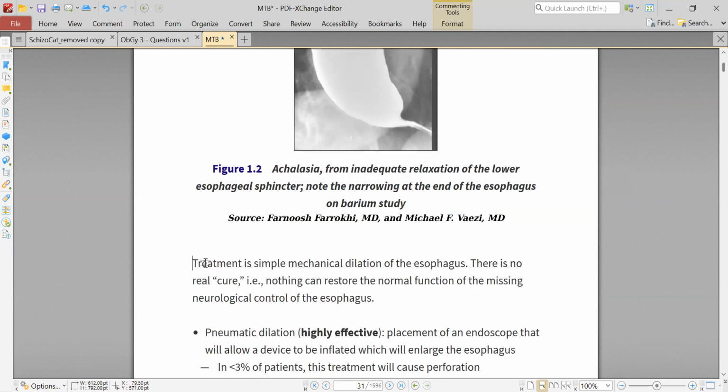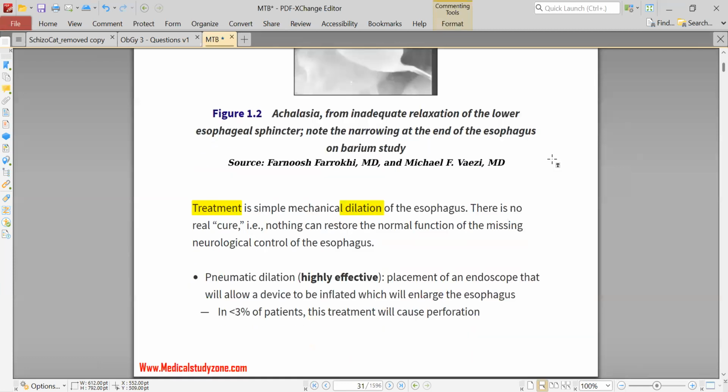So what is the treatment here? Treatment here is a simple mechanical dilatation. There is no real cure. Nothing can restore the normal function of the missing neurological control. You can't put artificial neurons here. So what we can do is manually dilate this.